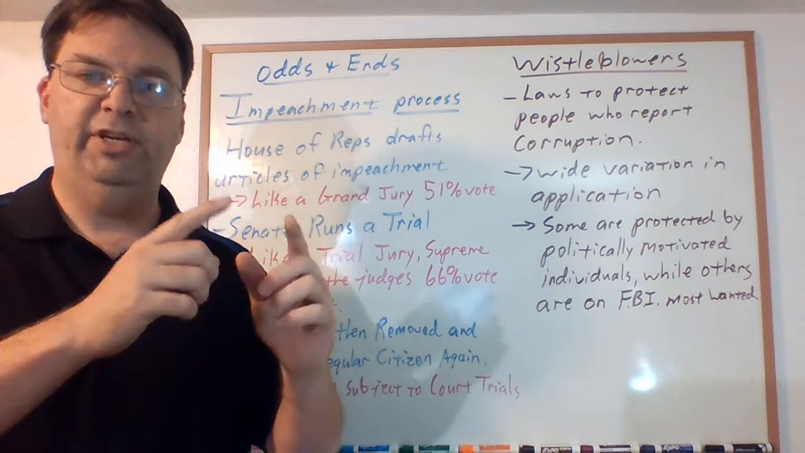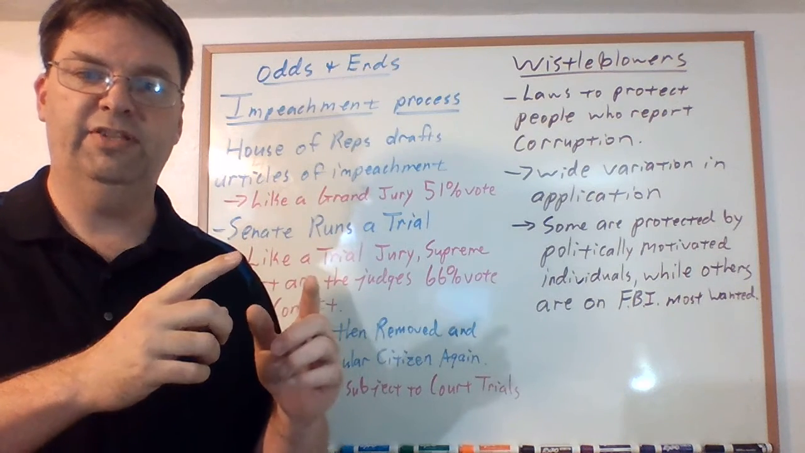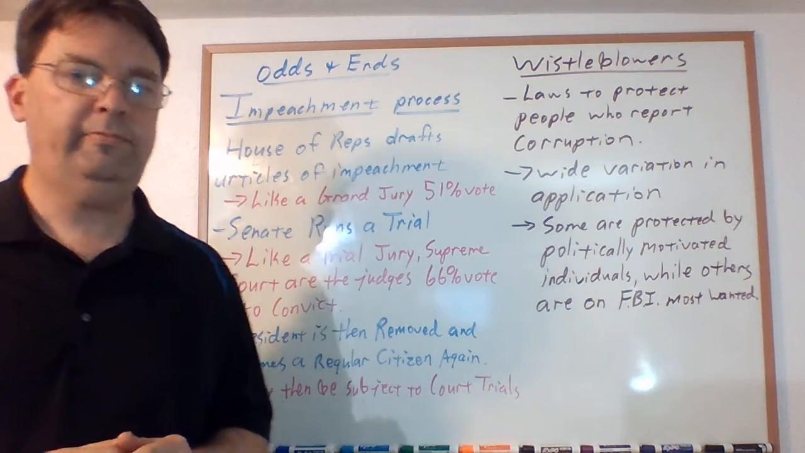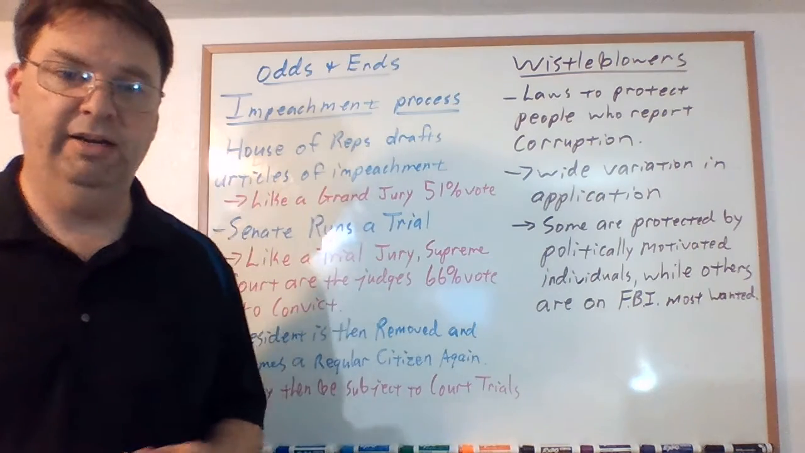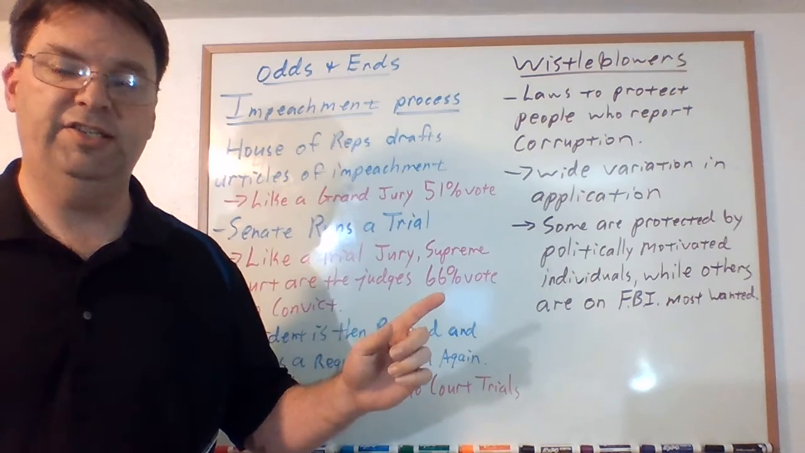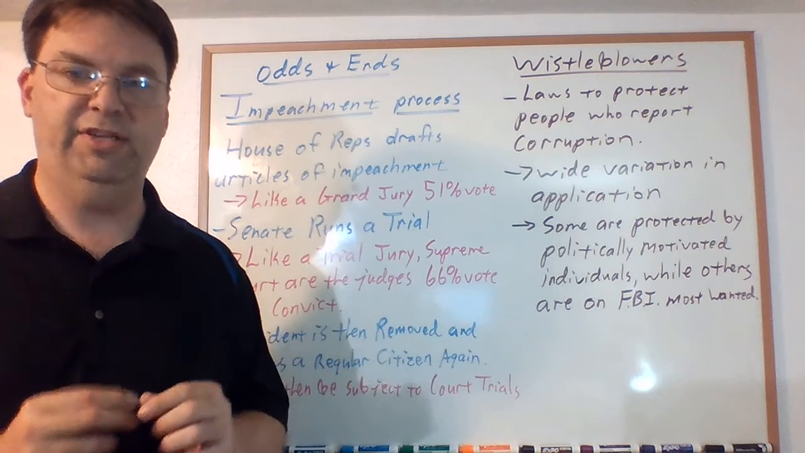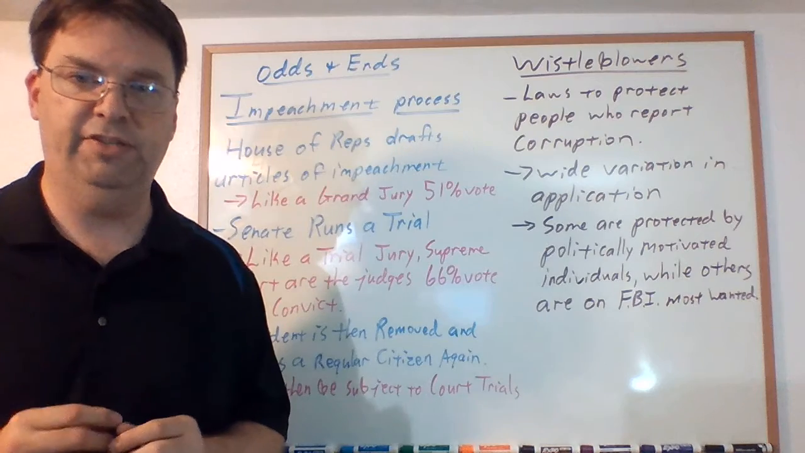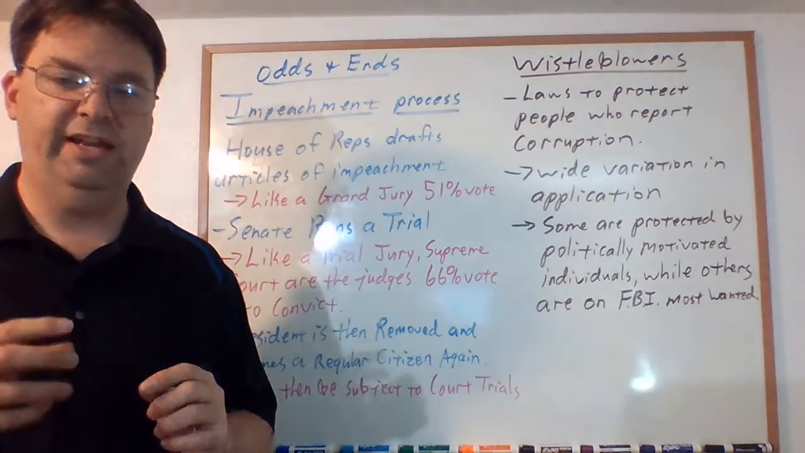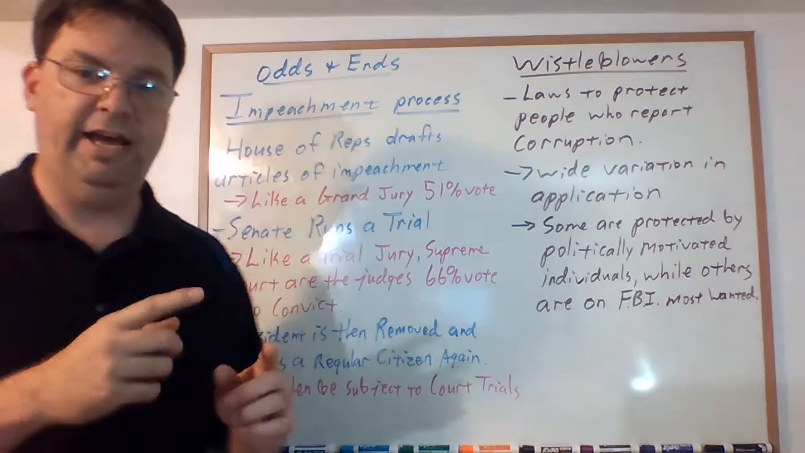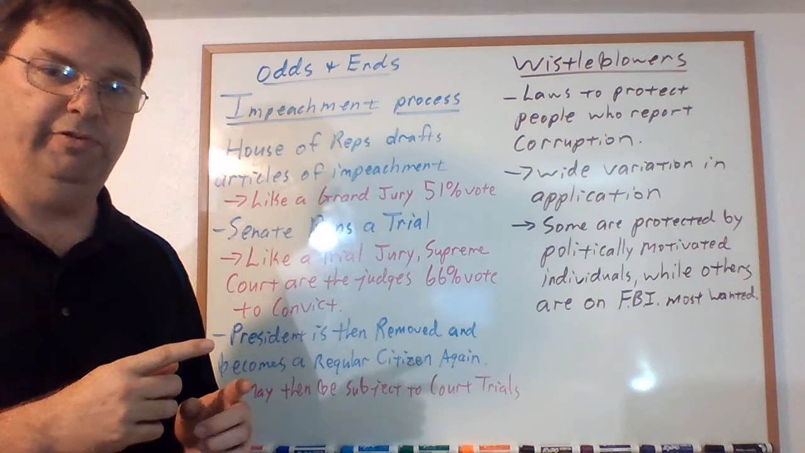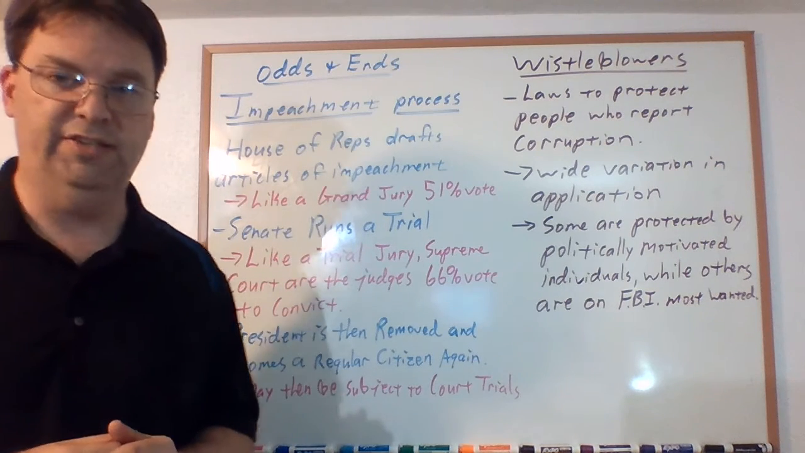Whatever happened in the House is now turned over to the Senate for the trial. This is a higher bar, and you need a 66% or greater vote to convict a president of any high crimes or misdemeanors. If that is done, then the president is removed from the office of the presidency.